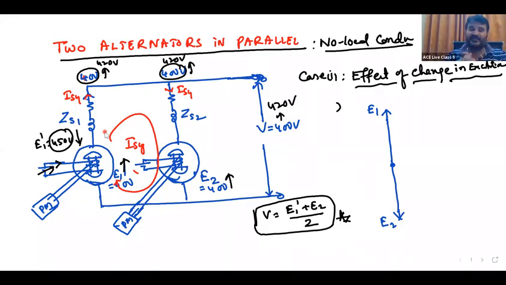The synchronous reactance is responsible for the synchronizing current. That's the reason the X by R ratio should be more. Synchronous machines are generally designed with a large X by R ratio. When the X by R ratio is large, the machine is more stable. For stable parallel operation, the machines will be designed with a large X by R ratio. The resistance will be less and the reactance will be more.